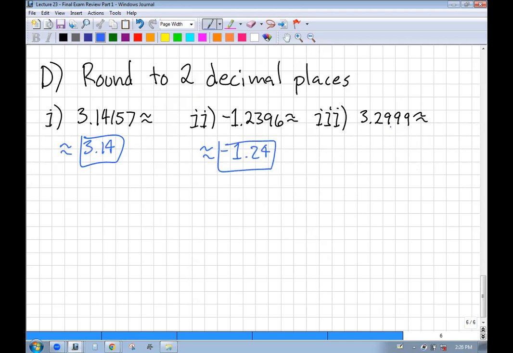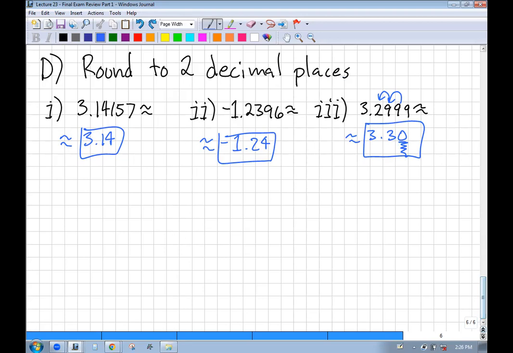All right, this one's a little trickier. Let's see. This 9 turns that 9 into a 10, which turns that 2 into a 3. So you would have a 3.30, and you have to have that 0 there, okay? Because that's what tells you about all these other 9s over here, basically. You have to have that 0 there. It's not just 3.3 because we need 2 decimal places. Okay, that 0 contains information.